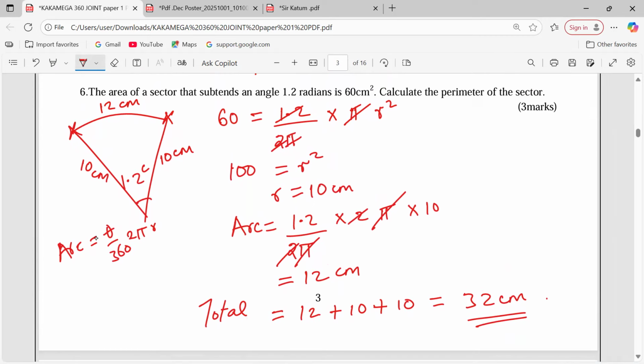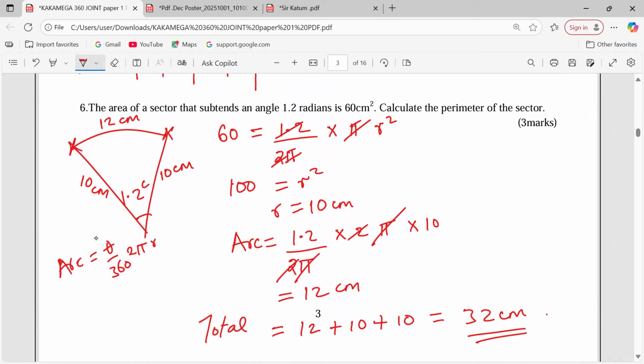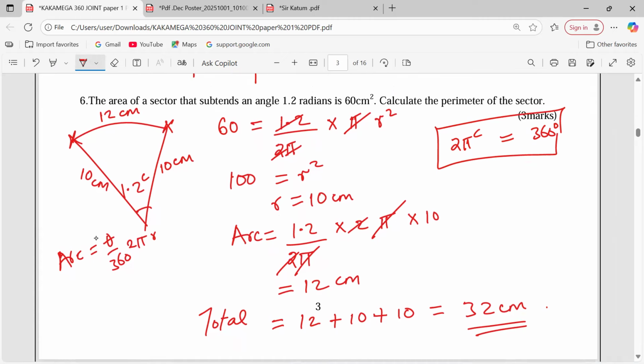That's not an easy question. You were supposed to know how to maneuver and work with radians or pi radians. Again, if you don't have a clear understanding of pi radians as angles, you can use 2 pi radians as equal to 360 degrees. Then you convert, you work with 360.